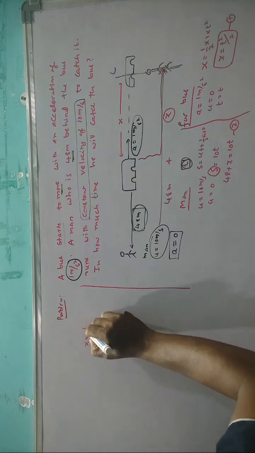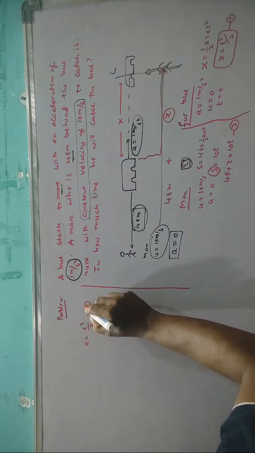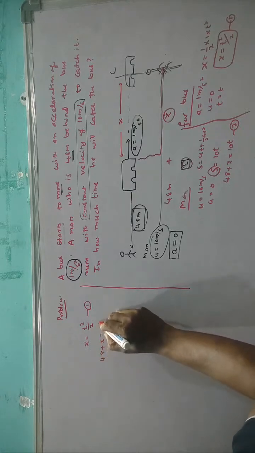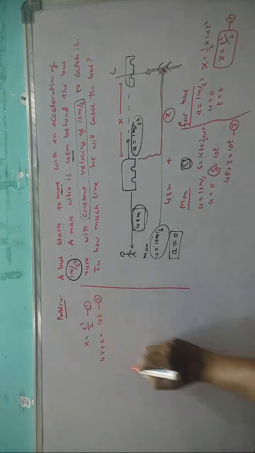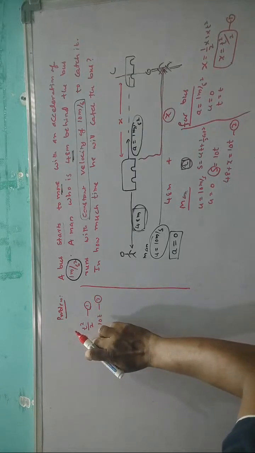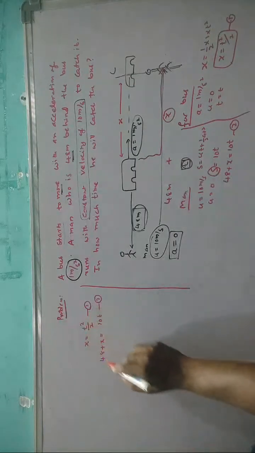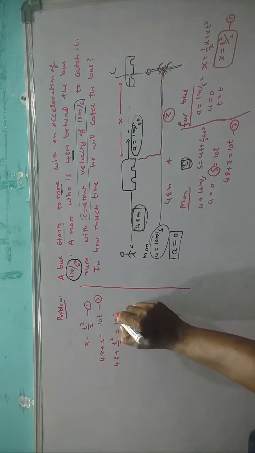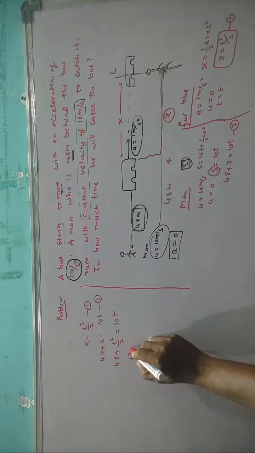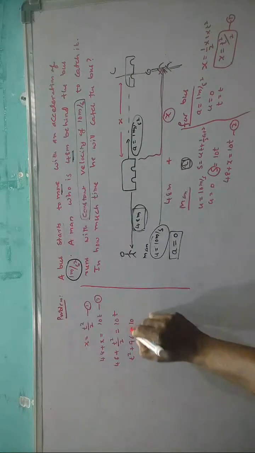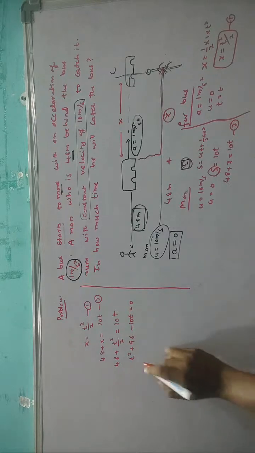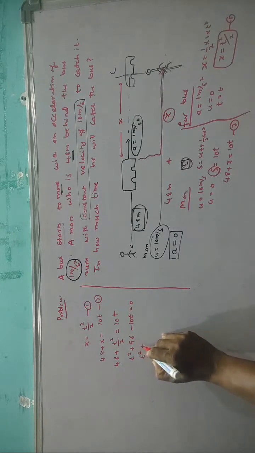x equal to t square by 2, this is equation 1. 48 plus x equal to 10t, equation 2. Just substitute equation 1 in equation 2. 48 plus t square by 2 equal to 10t. So t square minus 20t plus 96 equal to 0.